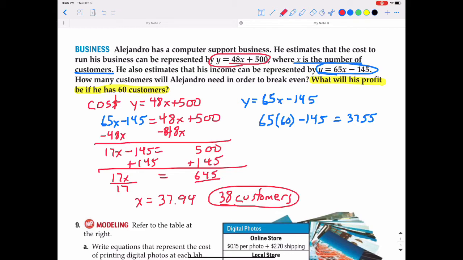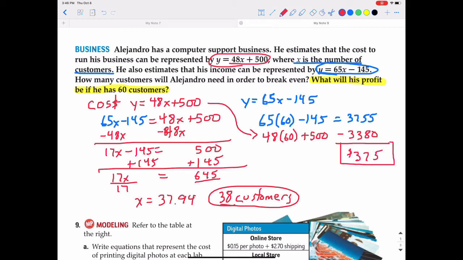And then we can subtract from that the cost of having 60 customers. And remember, the red was the cost function. So that would be 48 times 60 plus 500. And when you take 48 times 60 plus 500, you get 3,380. And then to figure out what the profit is, you would subtract those two, and you would have a $375 profit. So for that part of the problem, we don't actually solve a system using substitution or elimination. It's a different type of question.